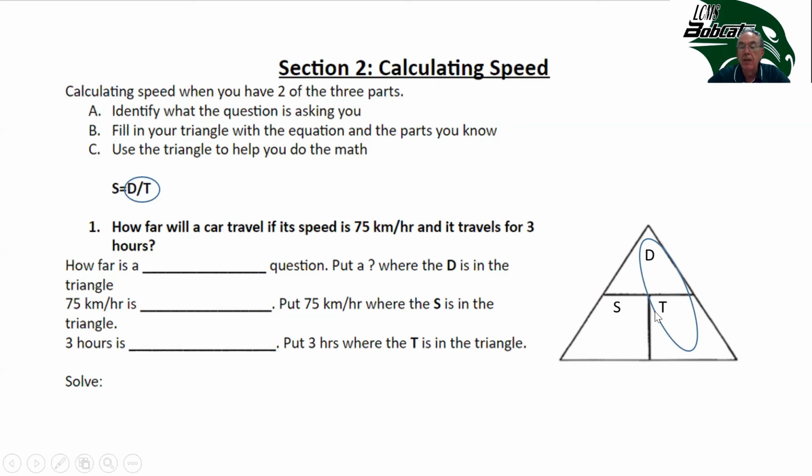If the numbers are next to each other on the bottom of the triangle, then we know we need to multiply. If the numbers are up and down, like if we knew d and t, then we would divide because this part of the triangle represents a fraction bar.